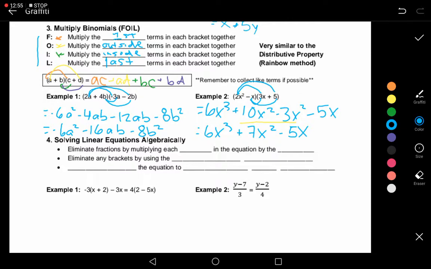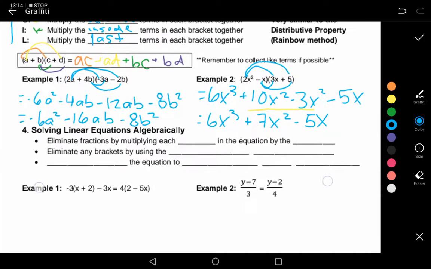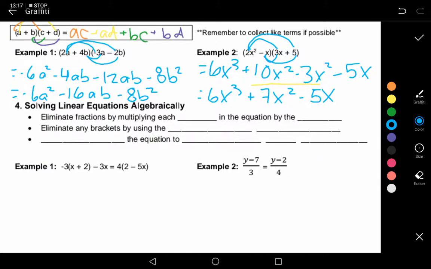Okay, last part here. So solving linear equations algebraically. Again, this should all be review. I just taught grade 9, and a lot of these concepts are actually from grade 9, so I assume you used them in grade 10, but if not, this should kind of refresh your memory. So solving linear equations algebraically. We're going to eliminate fractions by multiplying each term in the equation by the lowest common denominator. We're going to eliminate any brackets by using our distributive property.